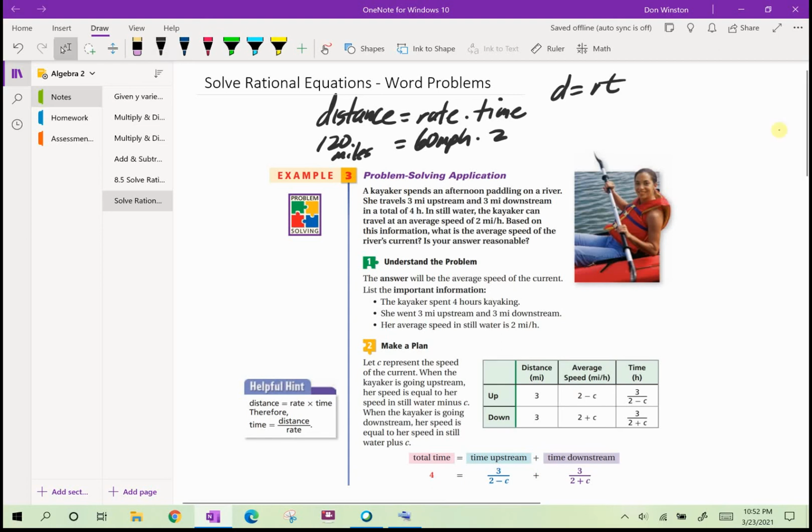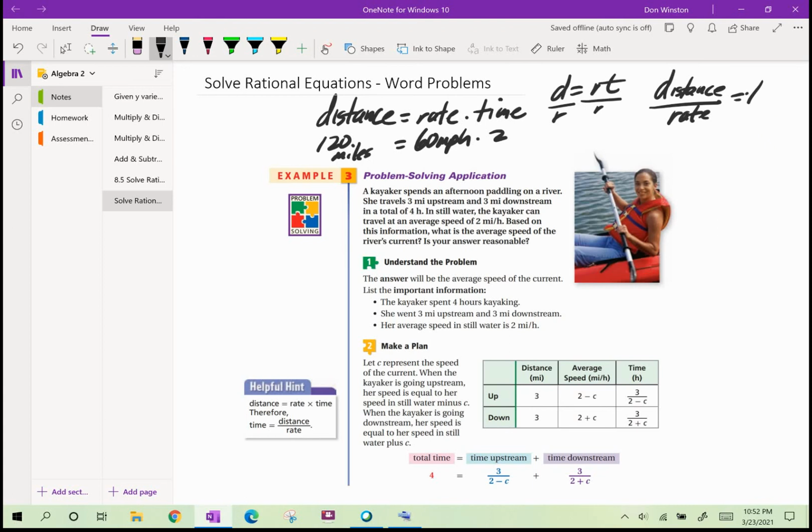So distance equals rate times time. I could also express the same equation in terms of t. If I divide both sides by r, then distance divided by rate will equal time, or d over r equals t. And this is going to be important for this application here.